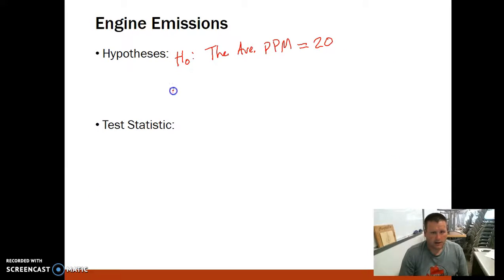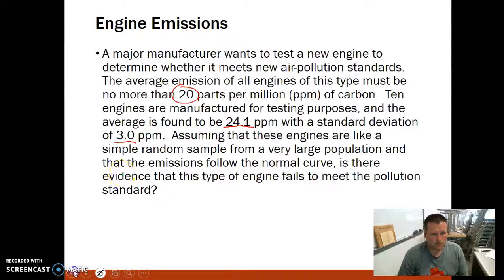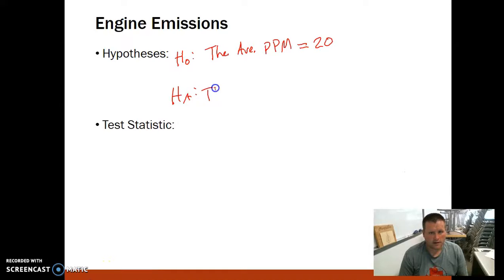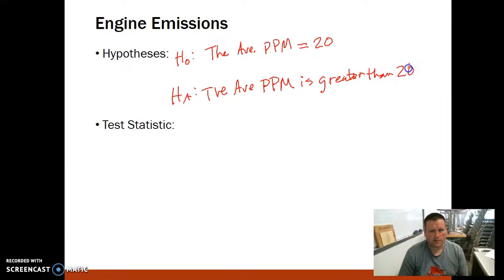Okay, and then my alternative is nice because it's kind of in the question here. Is there evidence that it meets or fails it? So we're just going to look at this, and because our statistic here is 24.1 and it's bigger than that, so we're just going to say that the average ppm is greater than 20.